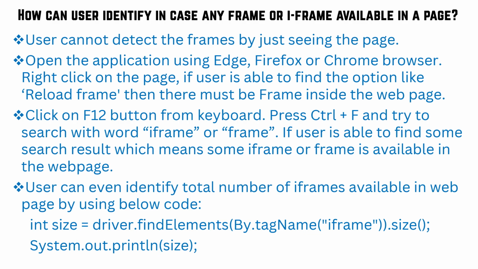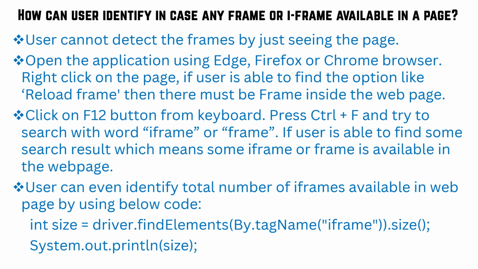So user cannot detect the frame or iframe by just seeing the page. User needs to open the application using any browser, maybe Edge, Firefox or Chrome. After the right click on the page, if the user is able to find options like reload frame, then there must be a frame or iframe inside the web page. Another, that option is not a good option, I have already told. A better option is to press the F12 button, press Ctrl F and try to search with frame or iframe. In case an element is available starting with that tag name frame or iframe, then you can understand that there might be a frame or iframe associated.